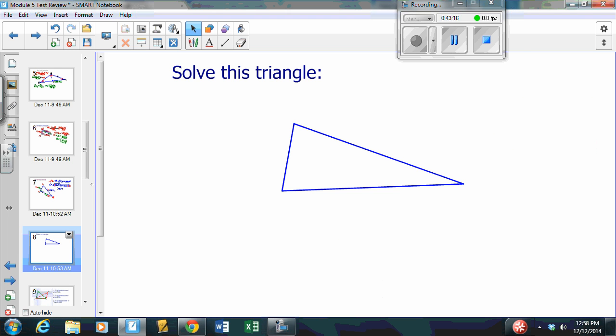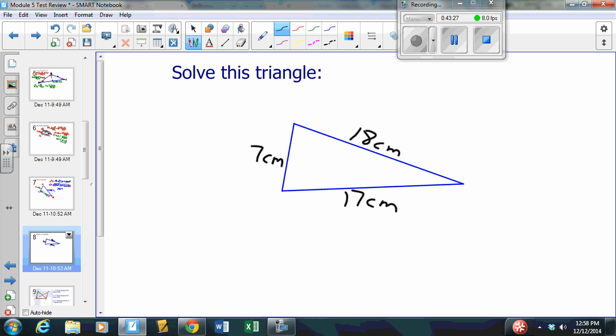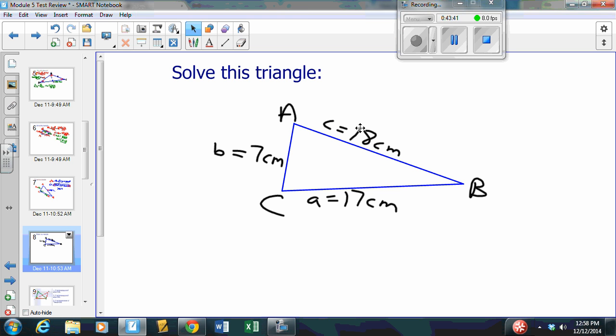Let's say I gave you this much information right here. Let's say I give you 18 centimeters, 17 centimeters, and 7 centimeters. I'm going to call this A, B, and C. Therefore, this is B, this is C, and this is A. Okay, so this time I gave you 3 sides of a triangle. And we need to find 2 angles at least, and then we can add those 2 together and subtract from 180 to get the third angle, right? So we're going to have to find an angle right here.